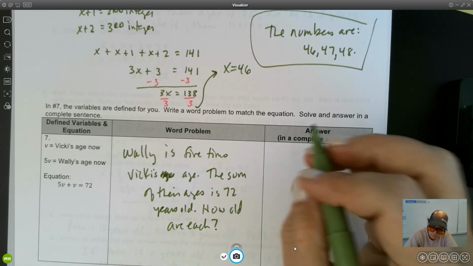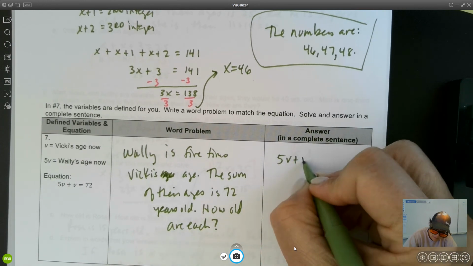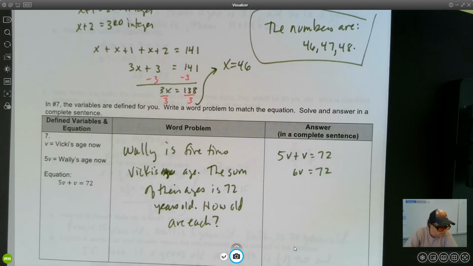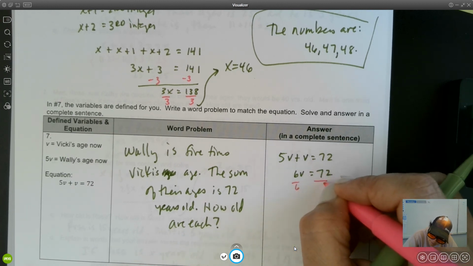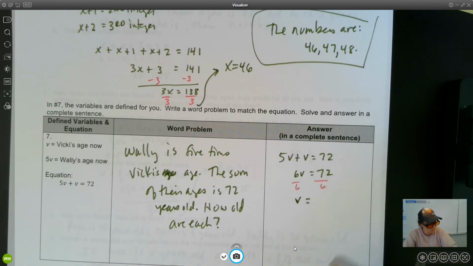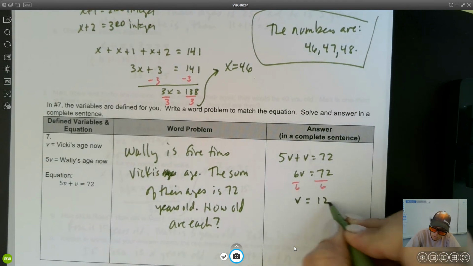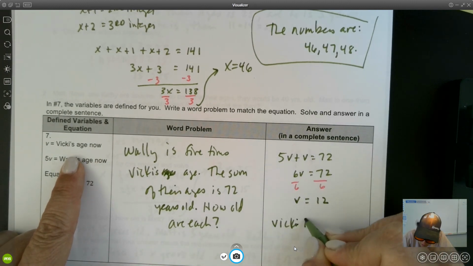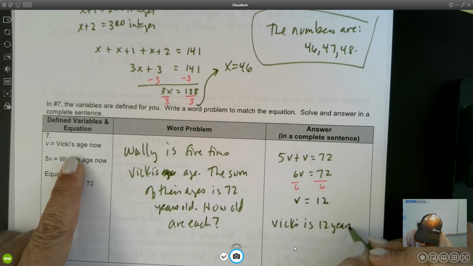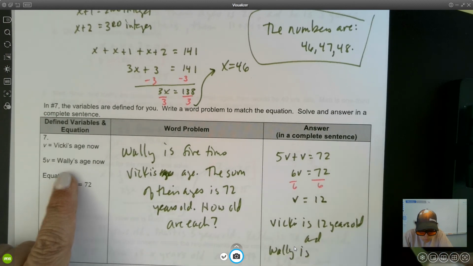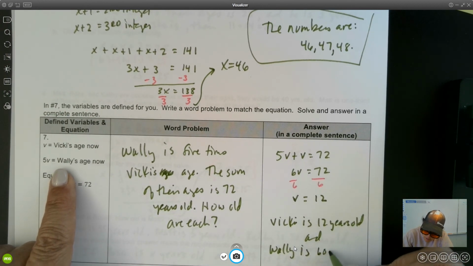Okay, so we've got 5v plus v equals 72. 6v equals 72. Divide by 6 or multiply by 1/6. V equals 72 divided by 6, which goes 12 times. So Vicky is 12 years old. And Wally is, we're going to do 5 times 12, 60 years old.